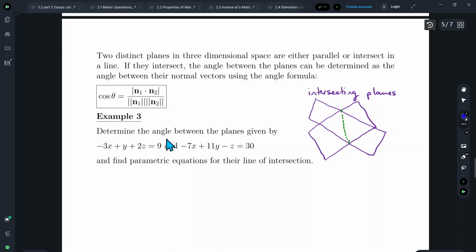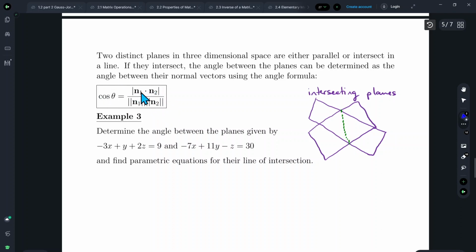Okay, so in this problem, it's sort of in two parts, where we're asked to first calculate the angle between the planes and then find parametric equations for the line of intersection. So first of all, we can calculate the angle using the dot product angle formula from before.